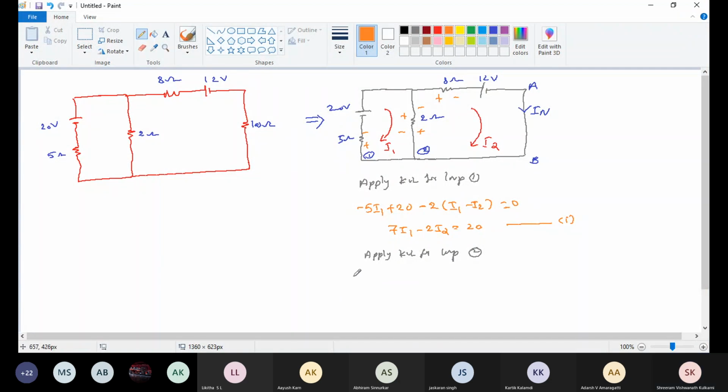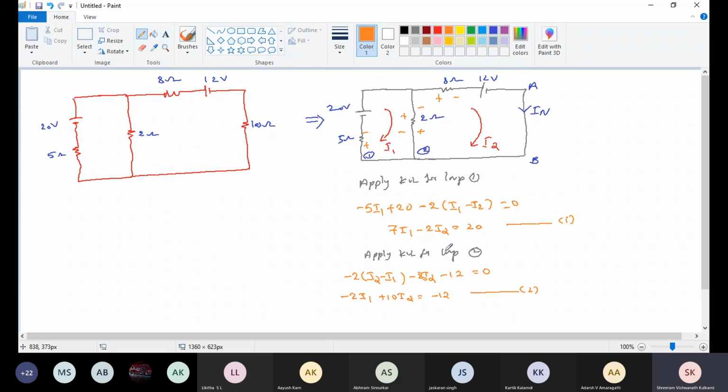Minus (I2 minus I1) minus 8 I2, then plus 2 minus potential drop minus 12 equals 0. If I simplify this, I'll get minus 2 I1 plus 10 I2 equals minus 12. I call this equation 2.